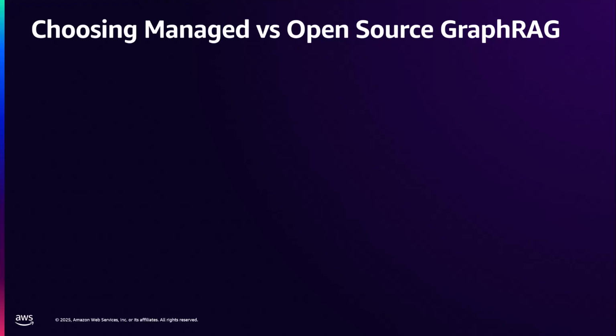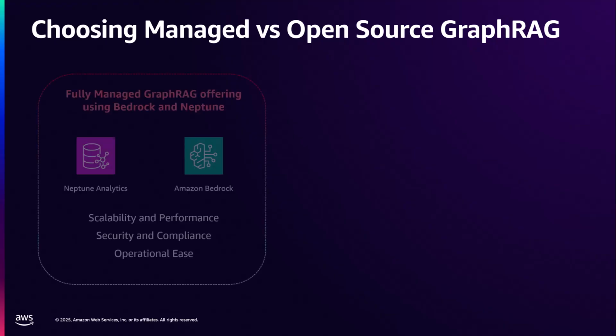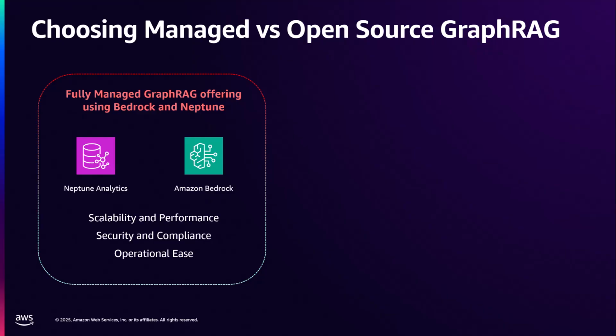So when should you use managed versus open source GraphRAG? From a fully managed perspective, the scalability and performance is optimized for any scale of enterprise applications within AWS. It's a fully managed service. As you'd expect, for security and compliance, it's integrated with AWS, so you get integrated security protocols. In addition, from an operational perspective, you're looking at reduced development and operational burden with AWS support and maintenance. So you're not having developers continually tweak the prompts or things like that. You're utilizing that fully managed service approach.